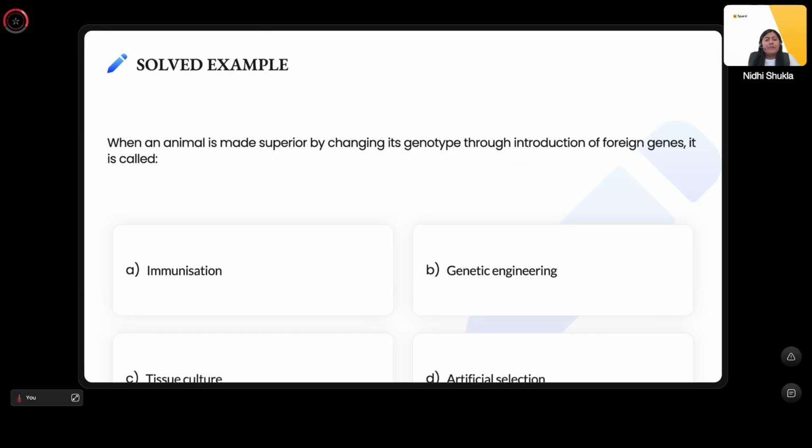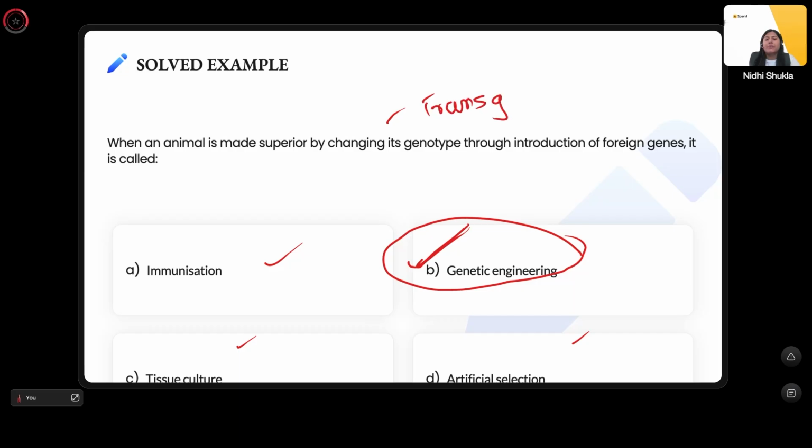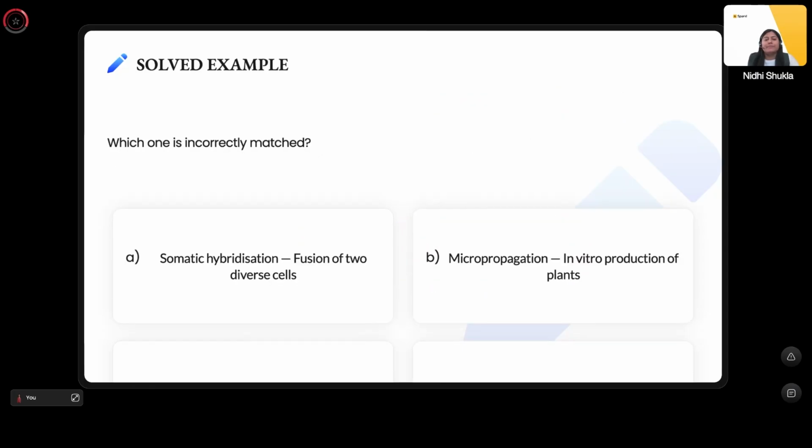When an animal is made superior by changing its genotype through introduction of foreign genes, it is called immunization, tissue culture, artificial selection, or genetic engineering. As we discussed, it will be called genetic engineering. Okay, and these types of animals or plants which are made superior are called transgenic animals, and if it is a plant, then it will be called a transgenic plant.